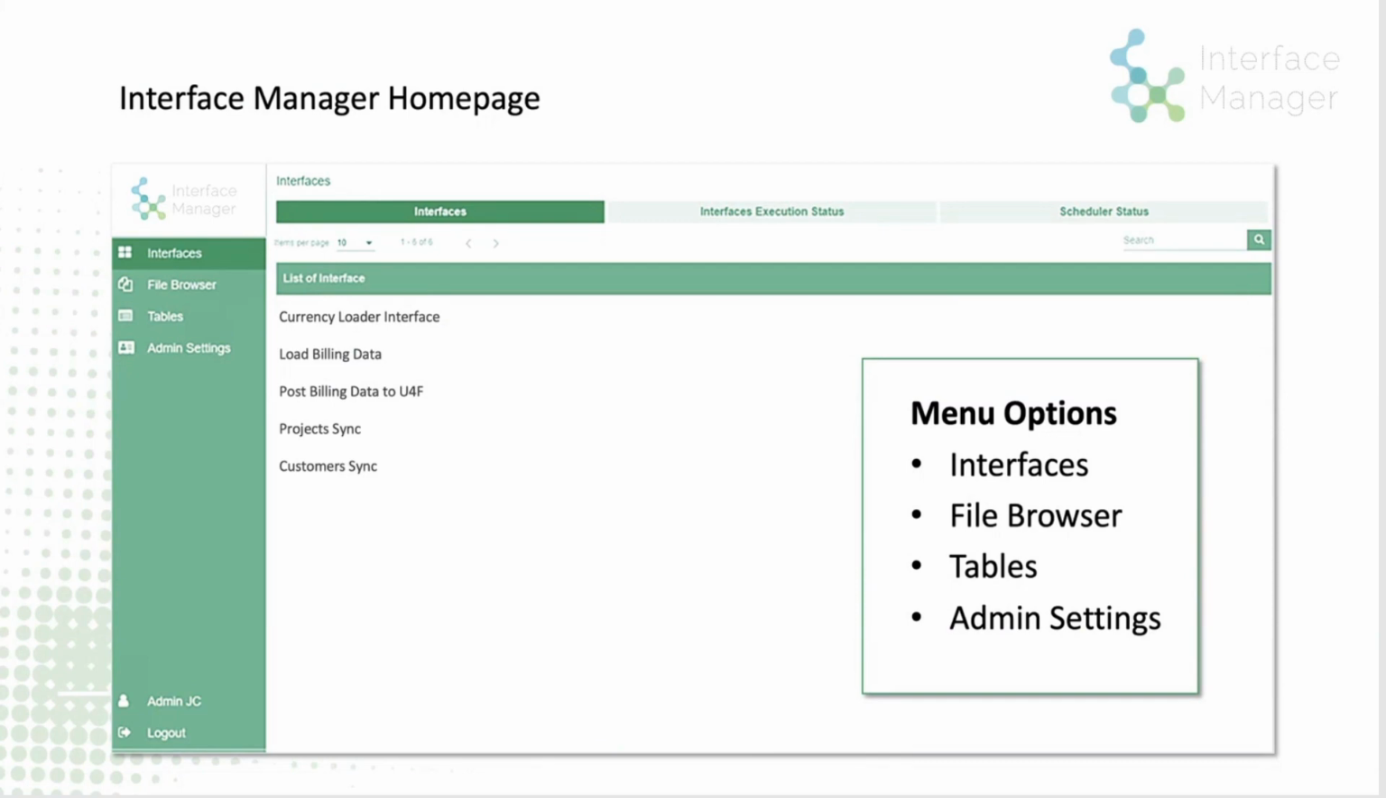Now, once you log in, this is the page the user will see. On the left-hand side, you can see interfaces. You will notice that there is admin settings in there. This is the admin user menu. A standard user will not see admin settings. So you will see interfaces, file browser, tables, admin settings on the left.